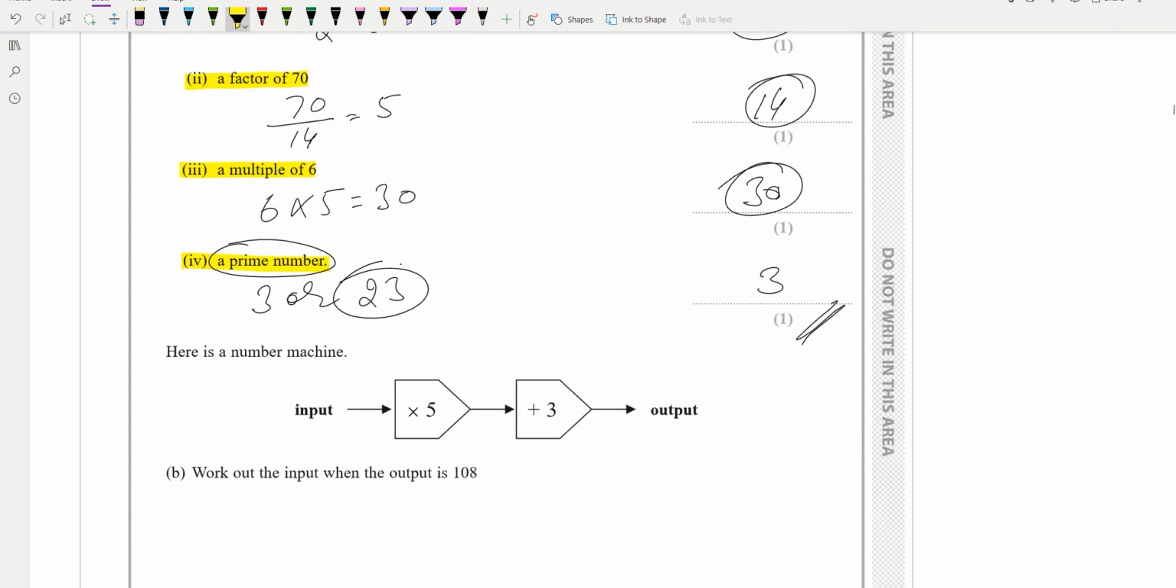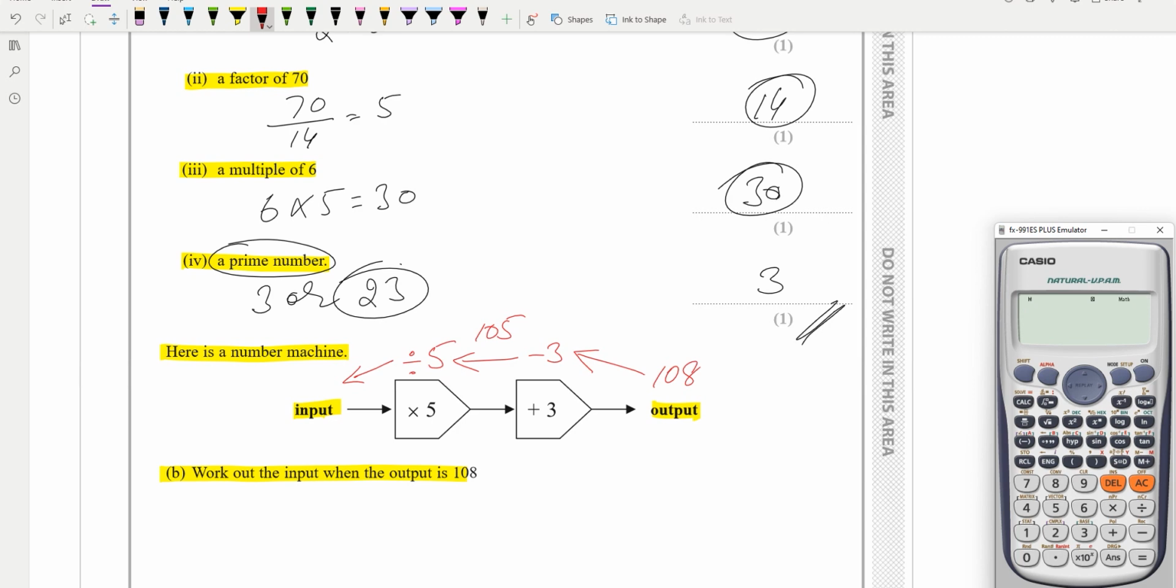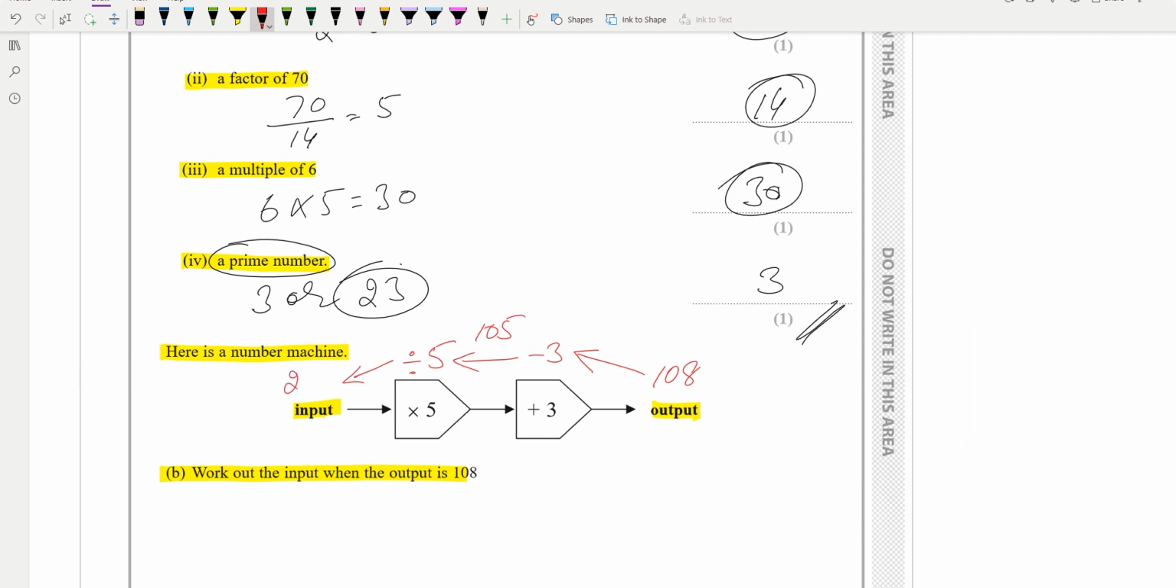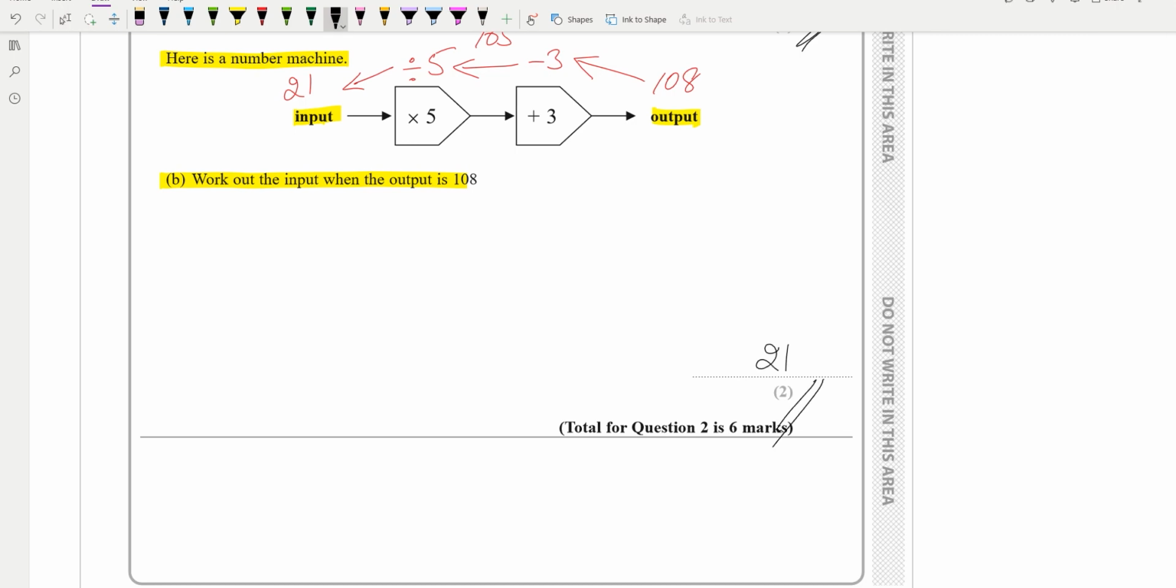Then next part, B part, here is a number machine. This is input and this is output. They are saying work out the input when the output is 108, so we need to check the reverse. 108 is the output, and the reverse function of this will be -3, and the reverse function of multiplication by 5 is division by 5. So we will be starting with 108, and -3 will result in 105, and 105 divided by 5 is equal to 21. So the input will be 21. This will be our final answer for this question. We can write here 21, and this is a 2 mark question which is done.